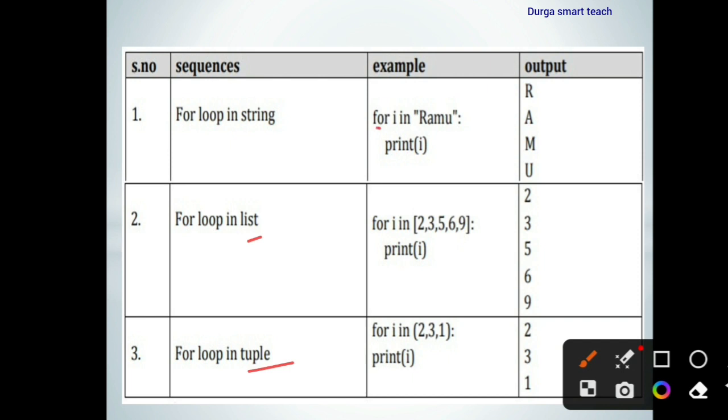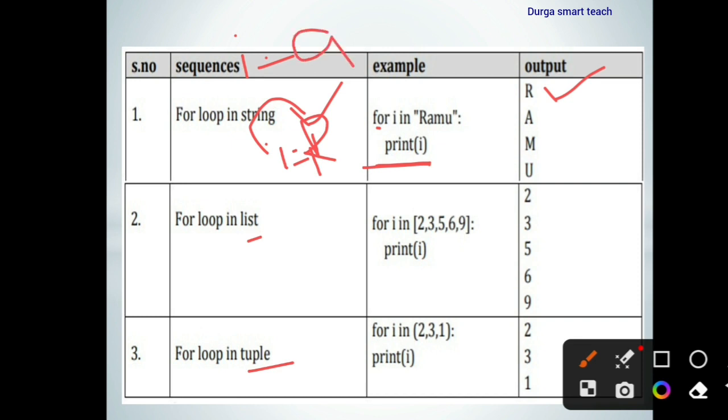First, the I value is pointed to R. R is there in Ramu. Next we print the I value, so R is printed. After that, the I value is automatically incremented. No need to increase it. Next, I is pointed to the second character, that is A.